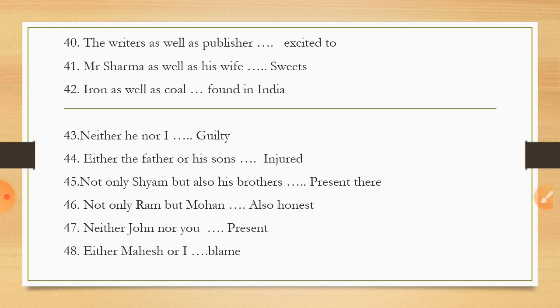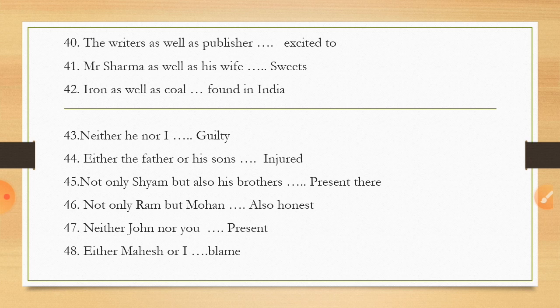Not only Shyam, even in the 45th we use the same: whatever is near to "but also," the verb agrees with that. Not only Shyam but also his brothers were present there, and you could find the difference here. Not only Ram but Mohan was also present, sorry, is also honest. So according to Mohan, we are using the singular verb.